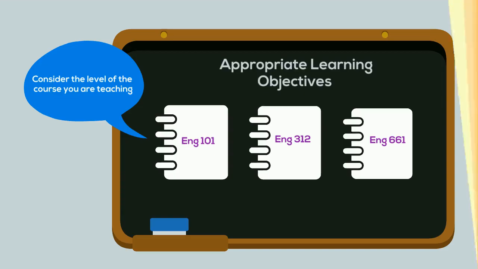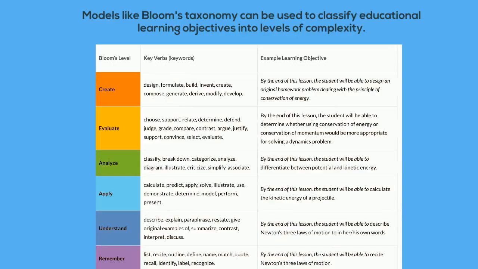They should be challenging. Models like Bloom's taxonomy can be used to classify educational learning objectives into levels of complexity. Lower level classes would start at the bottom of the spectrum with remembering, understanding, applying. Upper level classes would go up to the analyzing, evaluating, and creating stages.